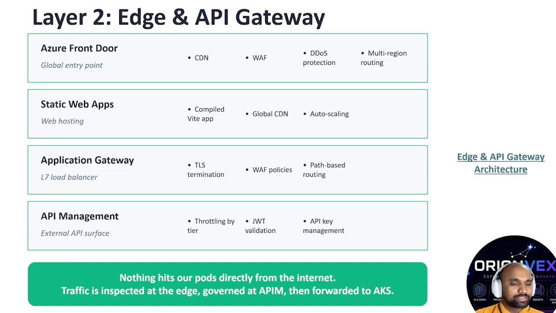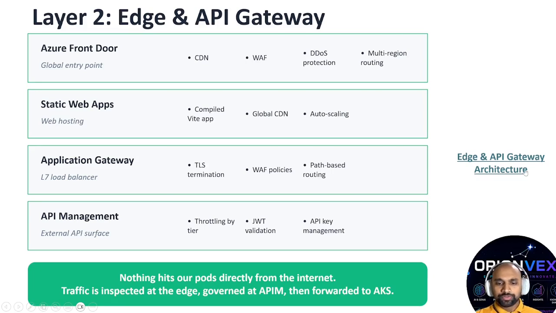Next is the application gateway. The gateway to this application is already secured: we are using authentication and authorization and TLS security. TLS means encryption in transit. There are also web application firewalls and path-based routing. And for API management, we are using JWT validation, throttling by tier, and API management.